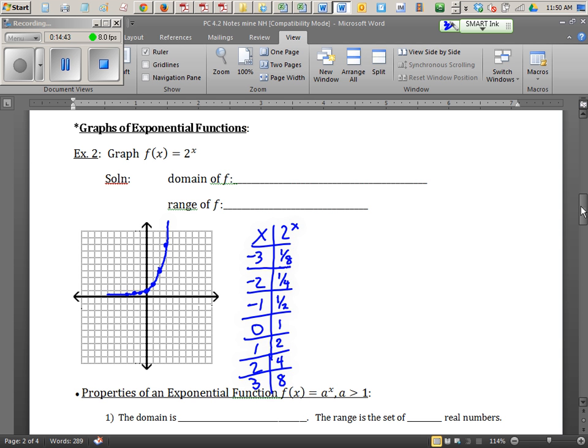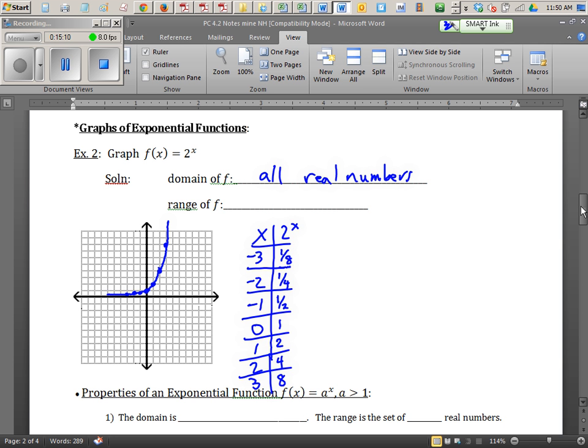Okay? So at least try to get some of those points in there. 3, 8, 2, 4, 1, 2. Okay, you'll notice that the domain is really all real numbers. I can pick any x's I want when I'm making my table. Even root 2, or pi, is a power.